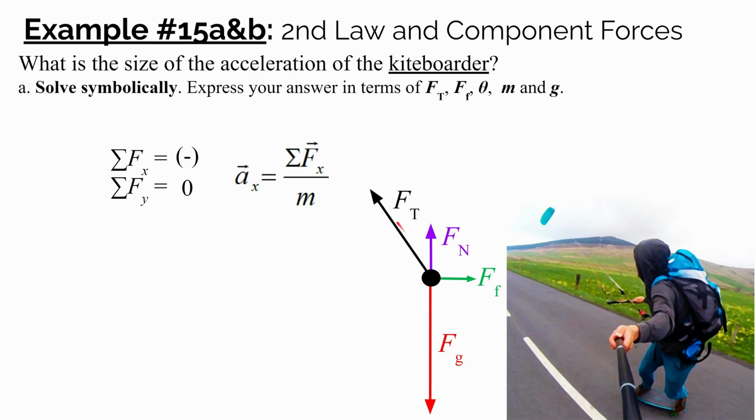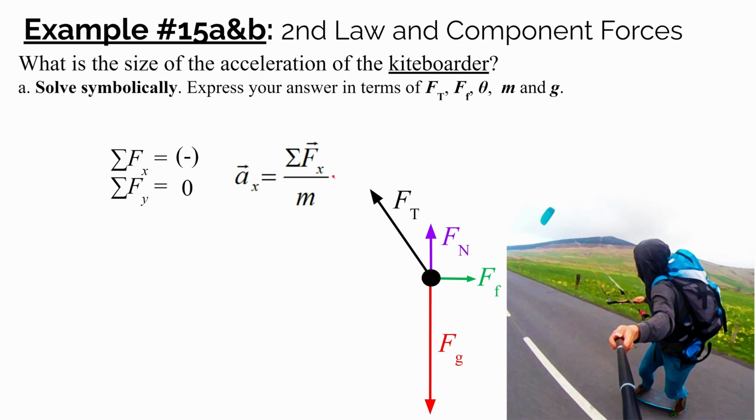There's an angled tension force up and to the left. The ground is pushing up with normal force, the Earth is pulling down with a gravitational force, and we'll assume there's some negligible frictional force to the right. Since they're moving to the left, we'll say friction is off to the right.